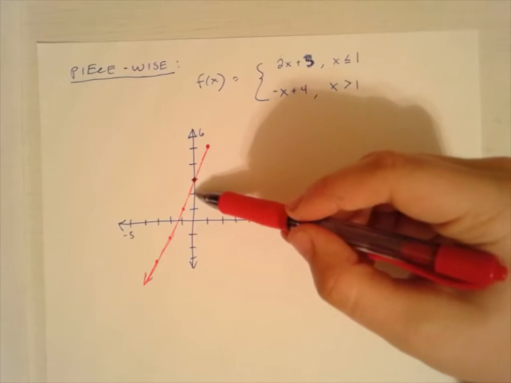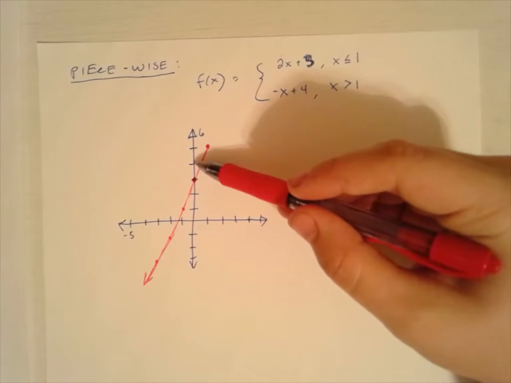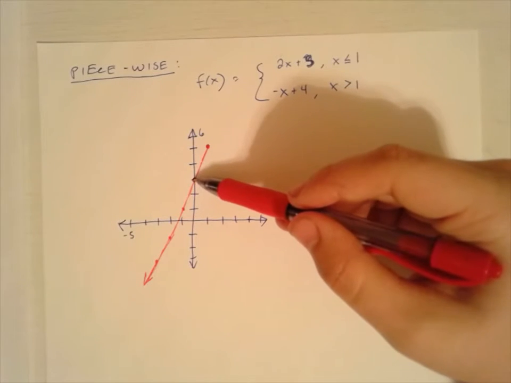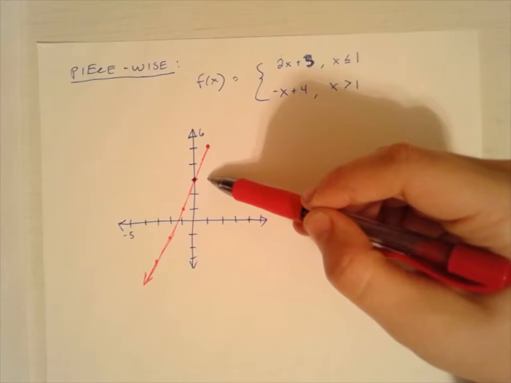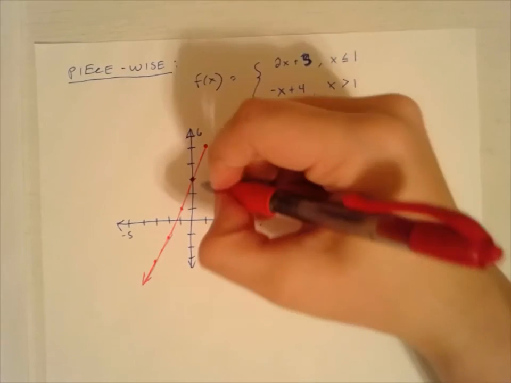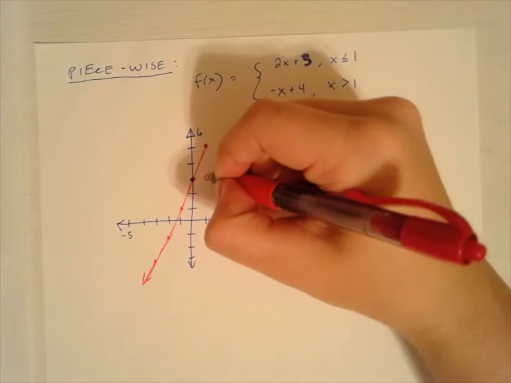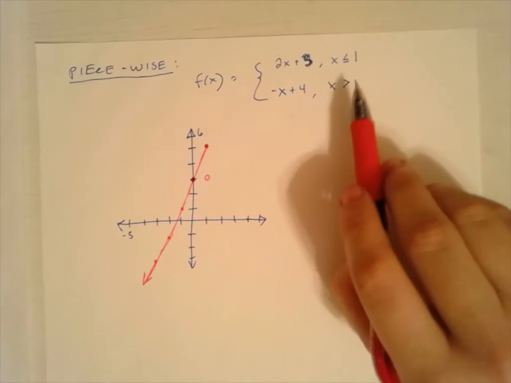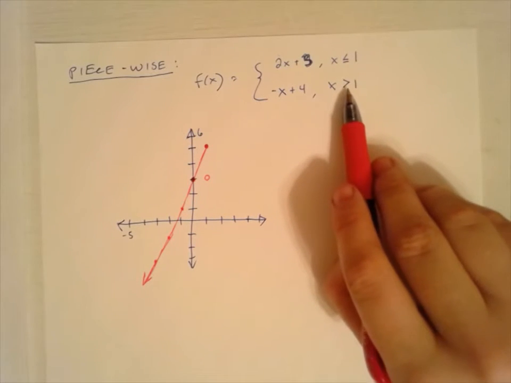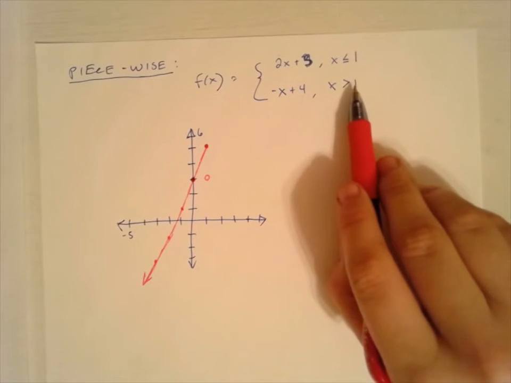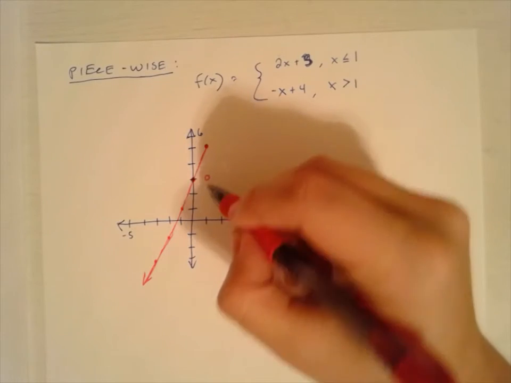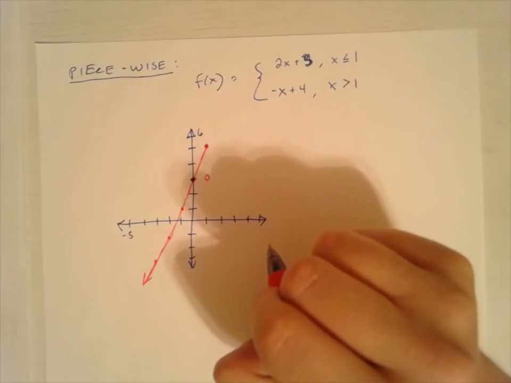If I start up here at 4, don't draw anything, but just sort of create your line. So if I started at 4 and I had a negative x slope, or a negative 1 slope, I would go down 1, over 1. So I know there's going to be a point here. And what I'm going to do is I'm not going to draw a closed circle, I'm going to draw an open circle. And this is why. I do not have a greater than or equal to, I only have a greater than. So I'm going to leave that open, I can't include 1 for this function.